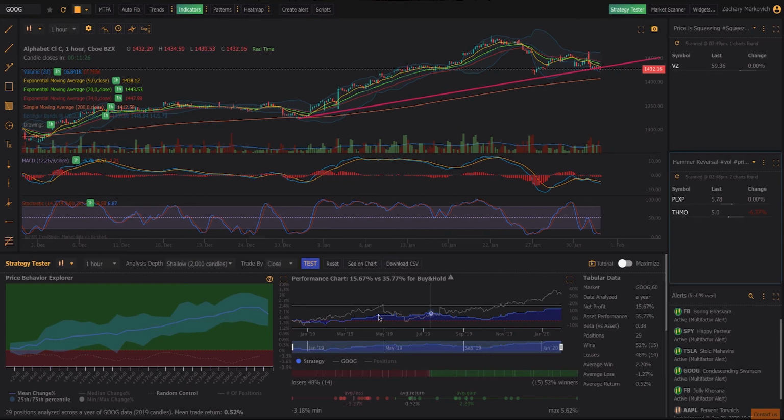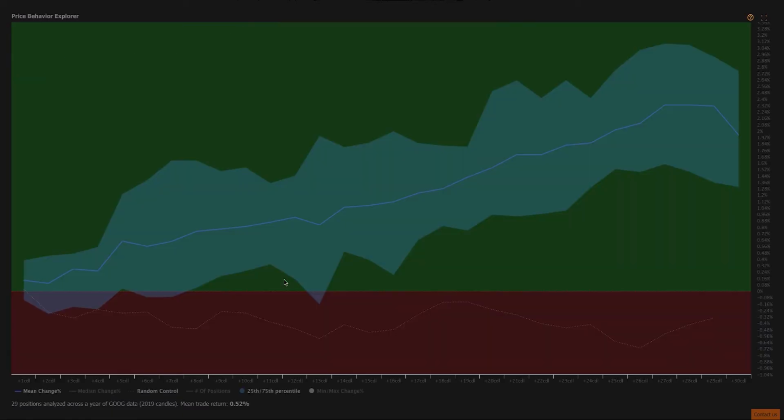You've also got your price behavior explorer here on the left. So if I maximize this and I hover over one of these points on the chart here, it says mean percent change after 15 candles was positive 1%. So basically what this is saying is that for the positions that lasted this long, they generally averaged you a positive 1% return. Now keep in mind we only have 29 data points for this data, so it might not be very accurate, but for this example we'll just keep going with this.